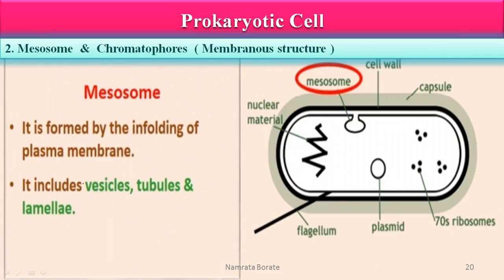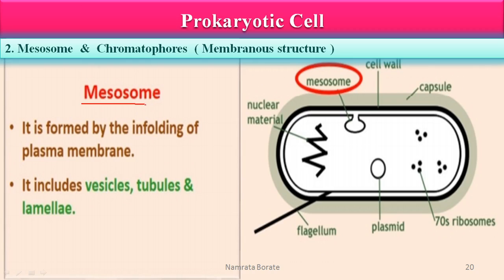Afterward, the next thing we see is the cytoplasm, the matrix, a semi-solid, semi-fluid ground substance present inner to the plasma membrane. It consists of a variety of organic and inorganic components. It does not show streaming movement. It does not contain membrane-bound cell organelles such as mitochondria, endoplasmic reticulum, Golgi bodies, and lysosomes. But there is the presence of mesosomes.